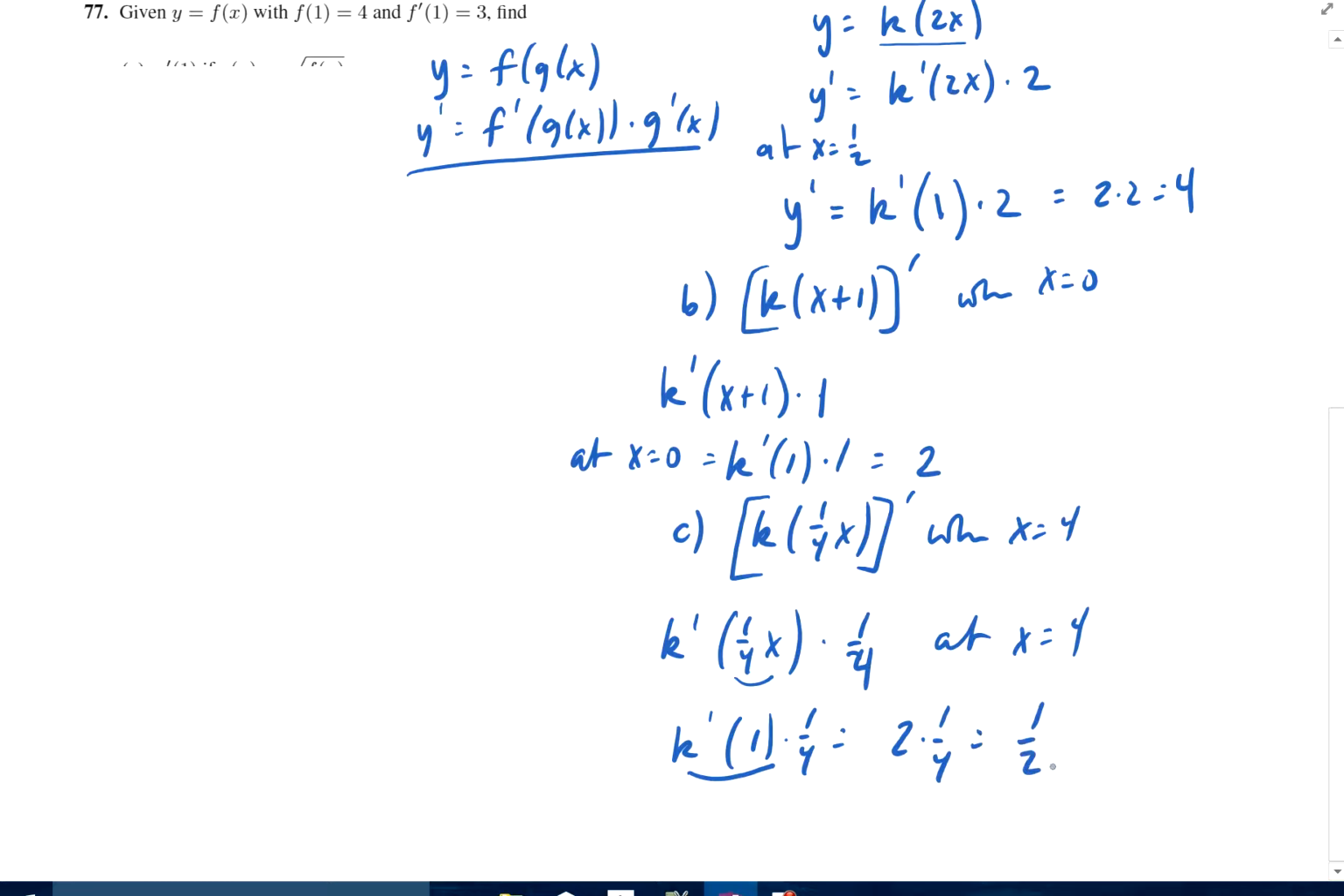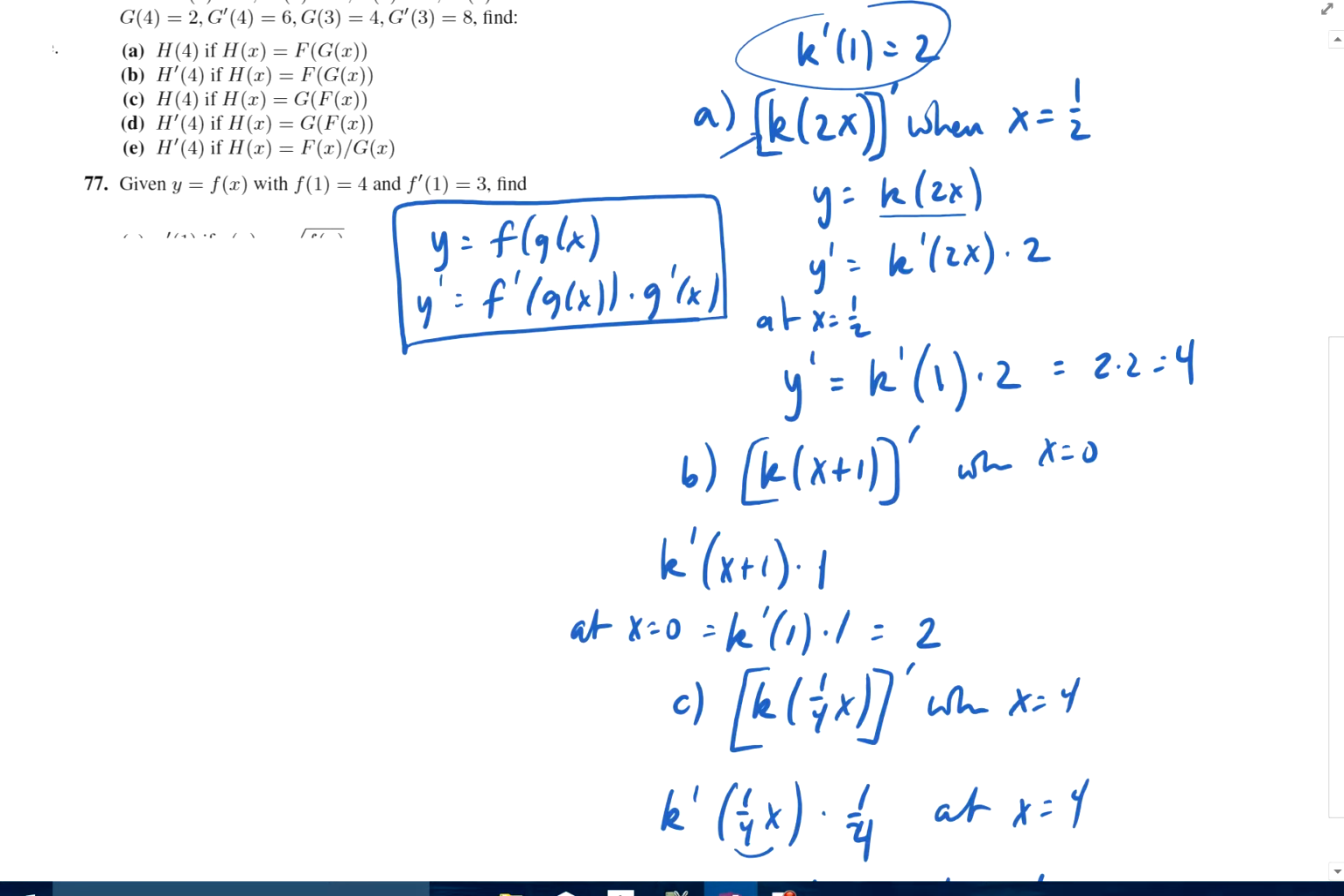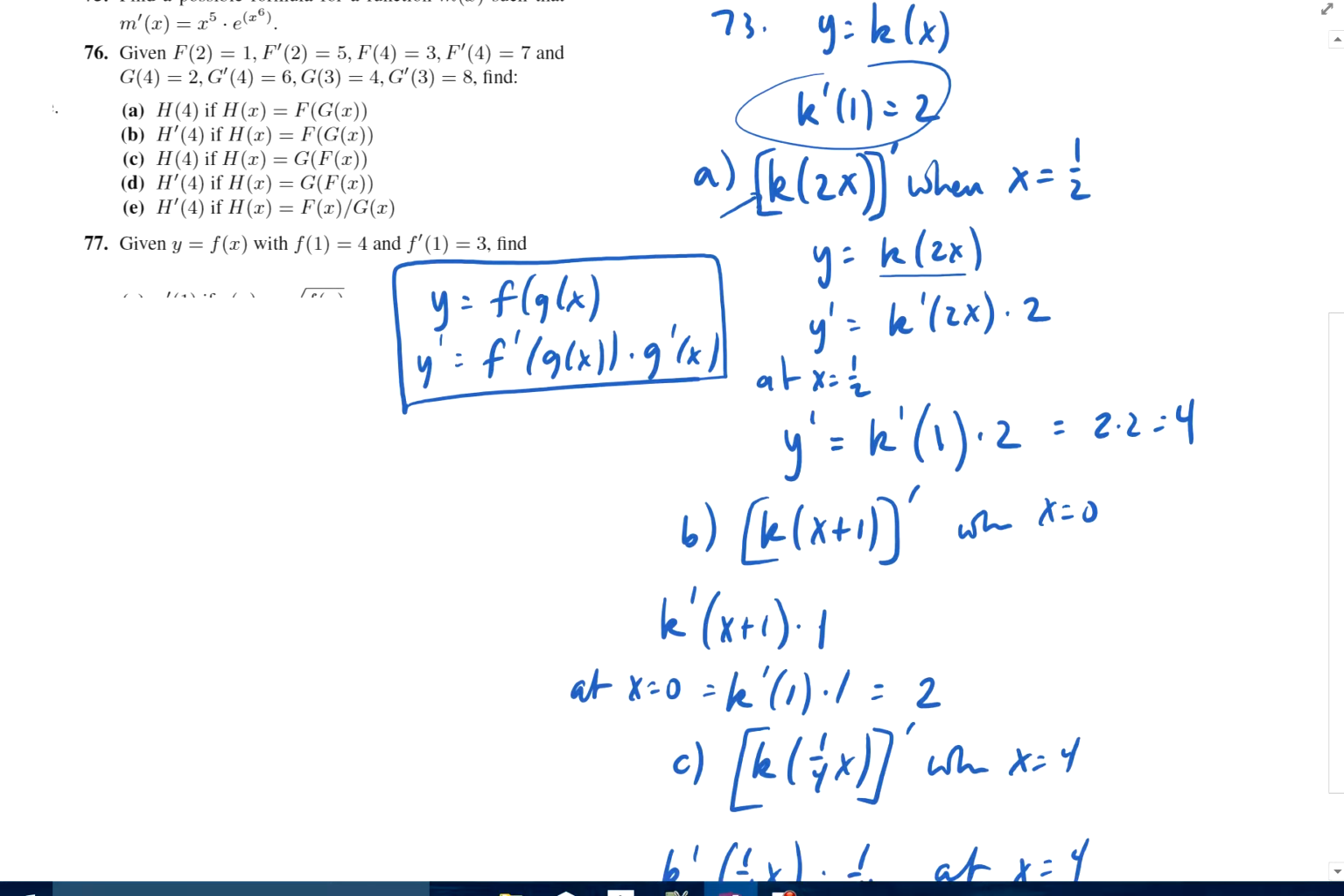Okay, so this problem is really pushing you to think about the definition of what the chain rule says. It's one thing to do it, just to do the problems. It's another thing to really understand what it is saying.